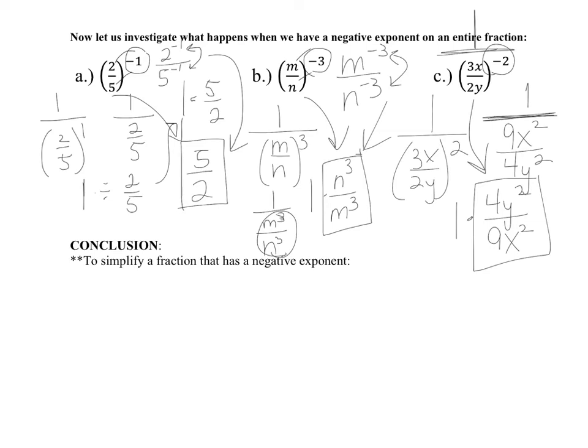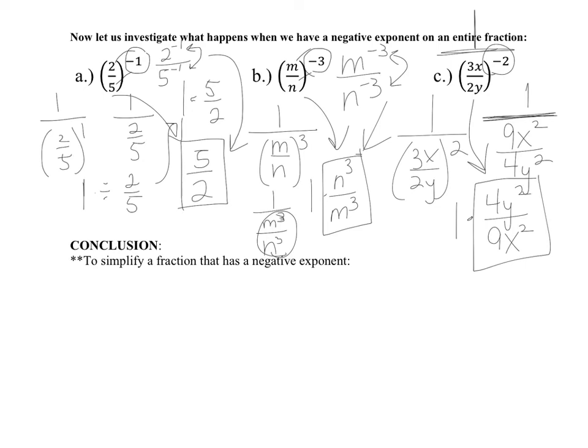This one, it was 3x over 2y here, and then the final answer, I flipped it, right? It's a little bit harder to see here. 2y squared becomes 4y on the top, and 3x squared becomes 9x squared on the bottom, right? So you're just flipping it, right?